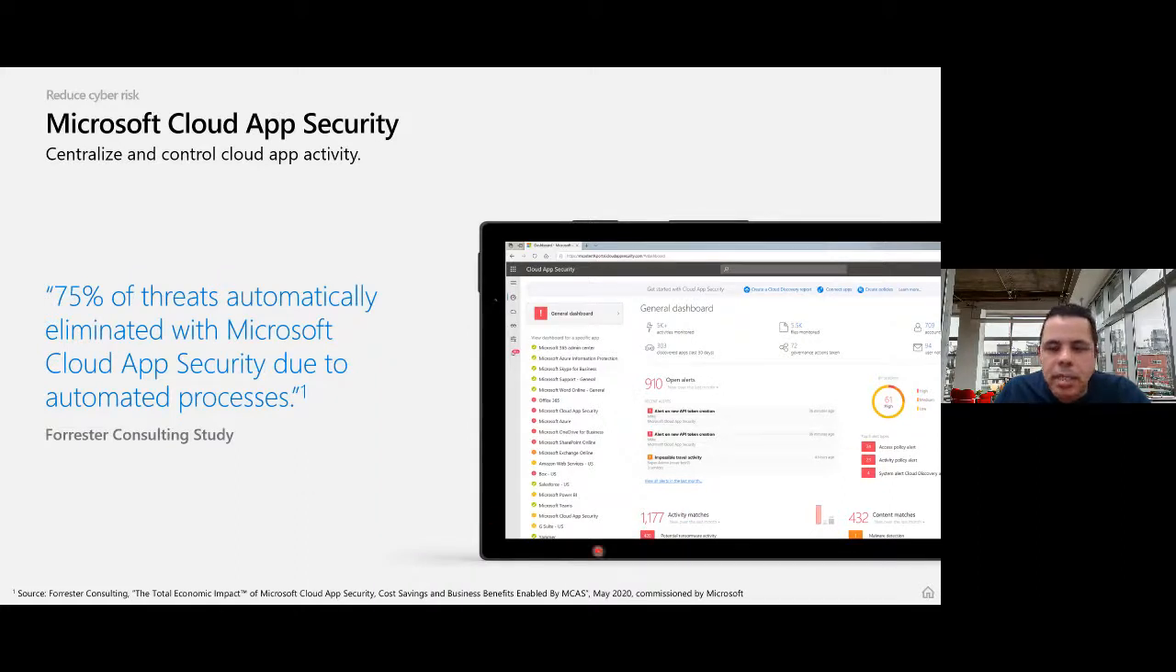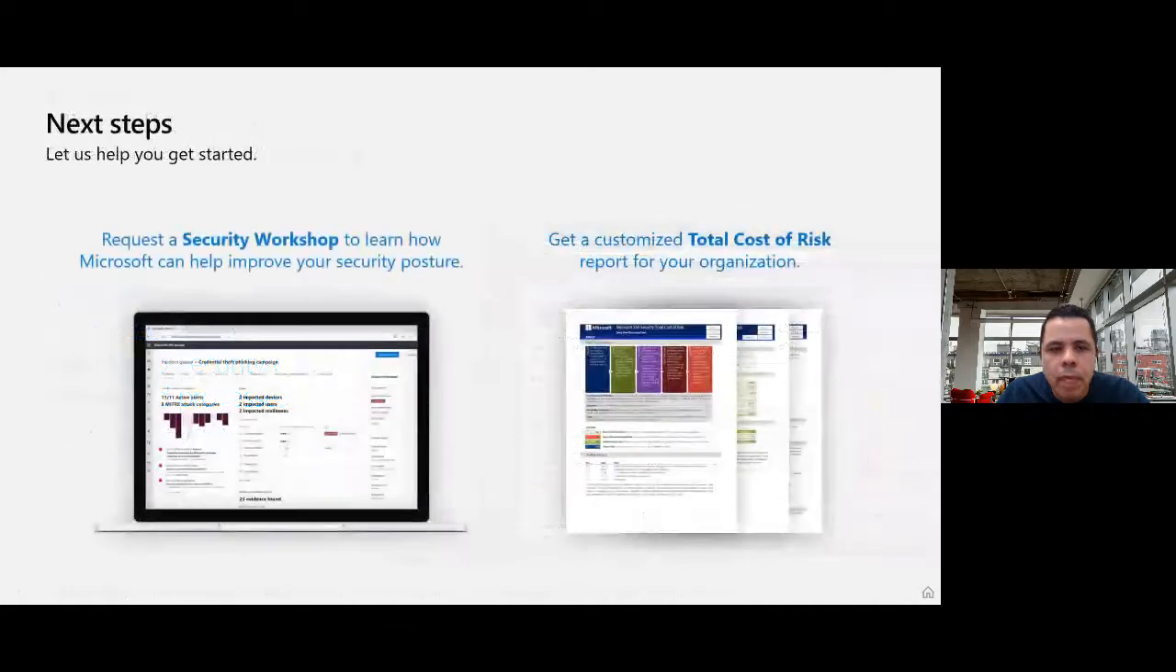Turning back to that Forrester Total Economic Impact Study, 75% of threats are automatically eliminated with Microsoft Cloud App Security due to these automated processes. And if you are currently a Microsoft 365 E5 customer and you haven't deployed Cloud App Security, at least for your Office 365 workload, you can do that. It's included for free. Certainly encourage you to look into turning that on, or reach out to us and we'd be happy to help.